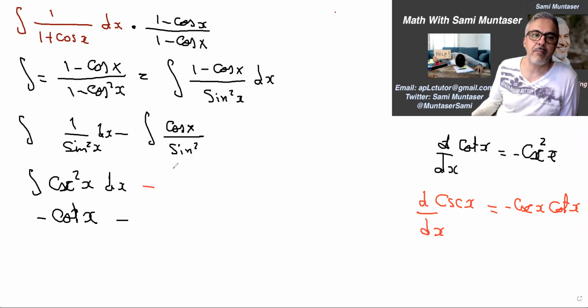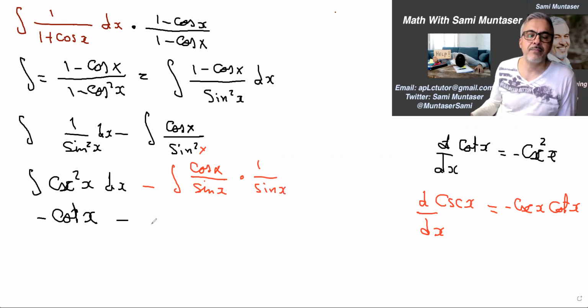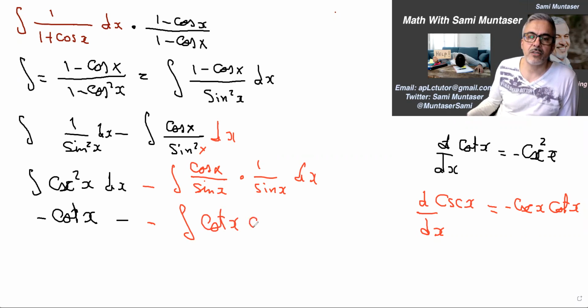So I'm just going to write minus. I'm going to split the sine squared x as sine x times 1 over sine x, because that's what that is. So this becomes minus the integration of cos over sine, which is cotangent x, and 1 over sine is cosecant x, dx. Now, you can recognize this is the same as this.